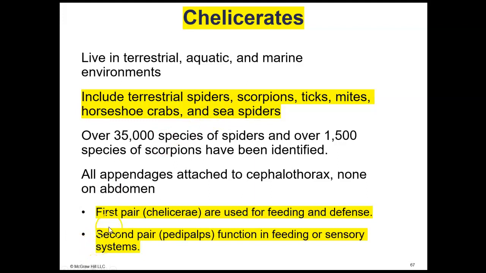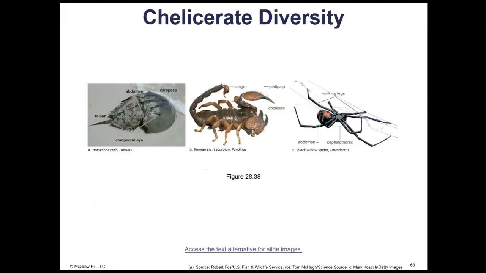The chelicerates all have 2 pairs of appendages that are attached to their cephalothorax. Their legs, and then also the first pair of appendages, which are called chelicerae, and that's where the subphylum name comes from, Chelicerata. The chelicerae are used for feeding and also defense. And then they have a second pair of appendages called pedipalps, which help in feeding, and also they're part of their sensory systems as far as touch.